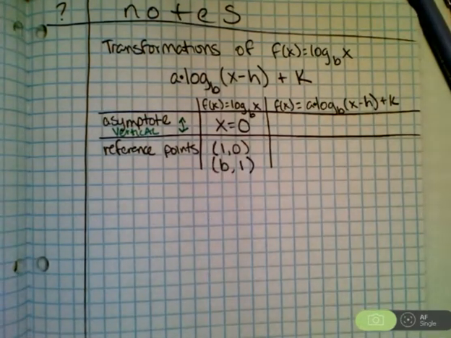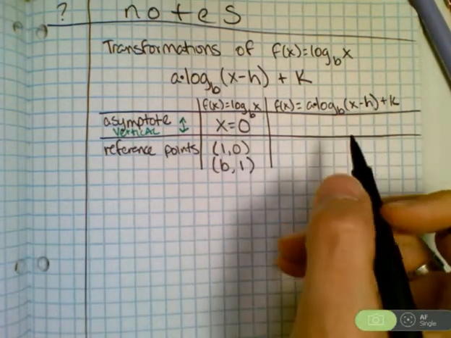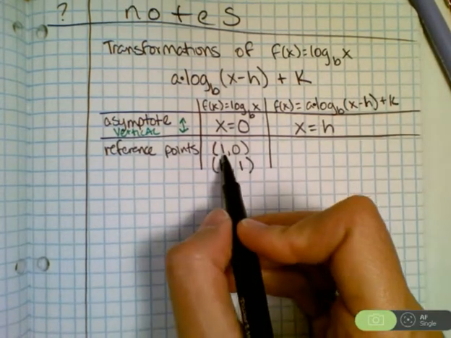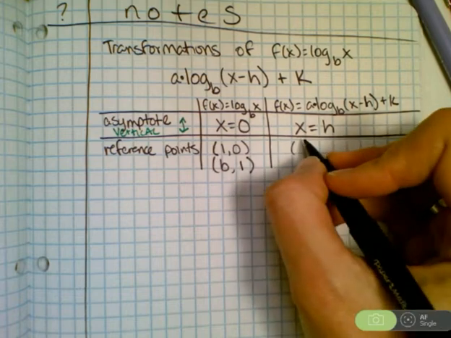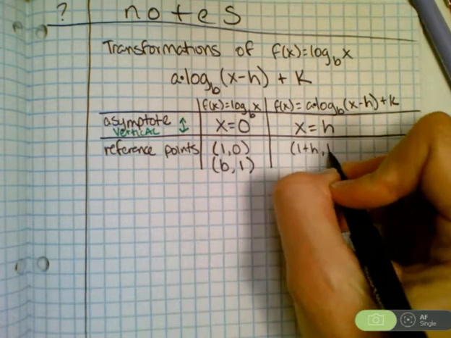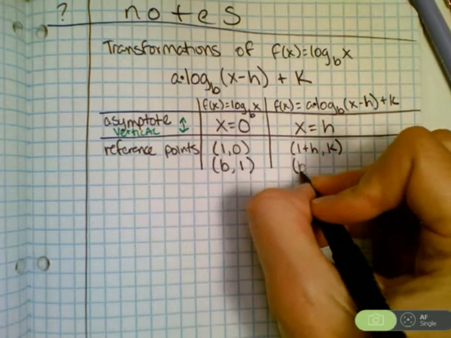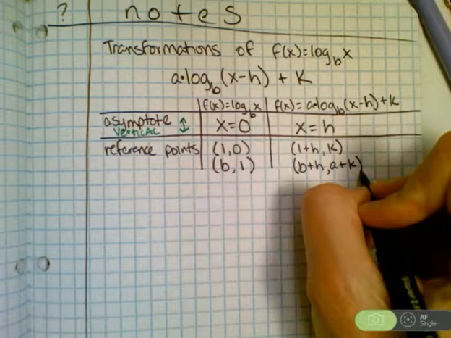So when we have transformations of this function, instead of being at x equals 0, our asymptote is going to be at x equals h. And our reference point will move from 1, 0 to 1 plus h, k, and from b, 1 to b plus h, and a plus k.